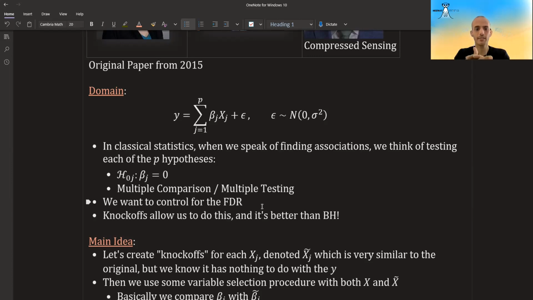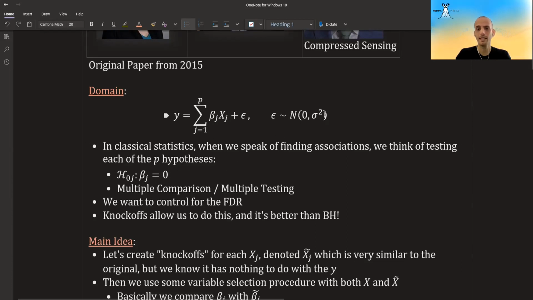But what knockoffs allows us to do is better than Benjamini-Hochberg, and it's better in two ways. First, it has much greater power than Benjamini-Hochberg. And second, it also allows us to do it in this linear regression case, because remember, Benjamini-Hochberg has a condition that the hypotheses are independent. And in usual linear regression, the betas are not independent. There will be some covariance matrix.